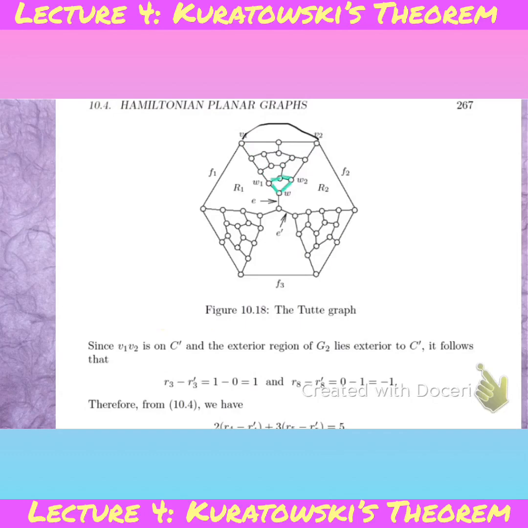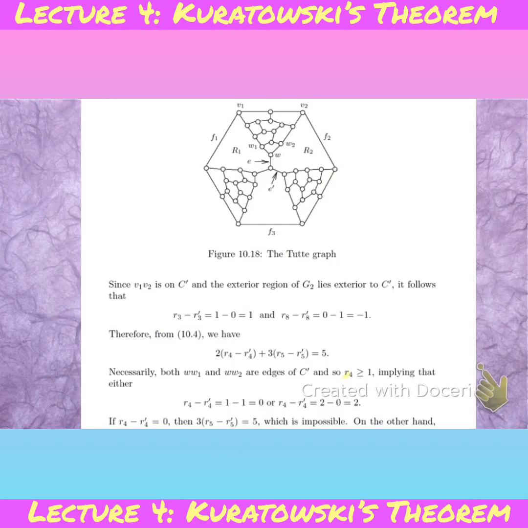Again, you can't have that, so you must have that. And then again, that is an R4 region that is interior to this Hamiltonian cycle. So again, you cannot have that situation. The implication of that is that R4 is at least 1.